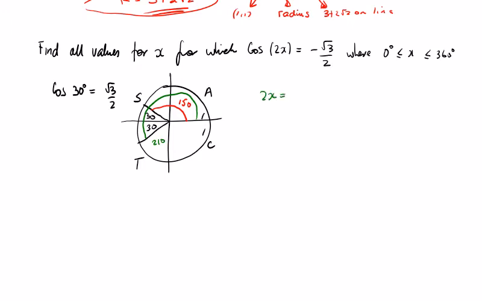So 3x is equal to 150, 210. Now add 360 onto each of these, and we're going to get 510 and 570. And if we add 360 on again, we're going to go above what the solution is looking for here. x is between 0 and 360. So x is equal to 50, 70, 170, and 190.